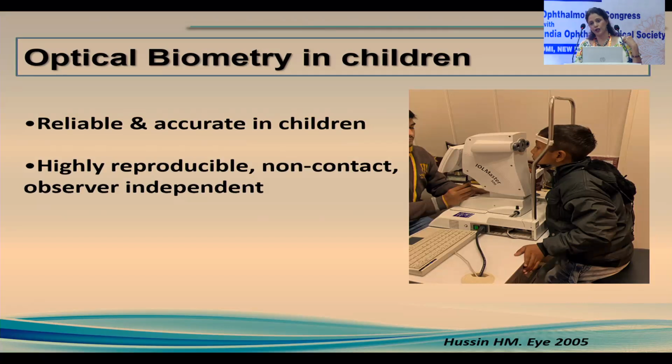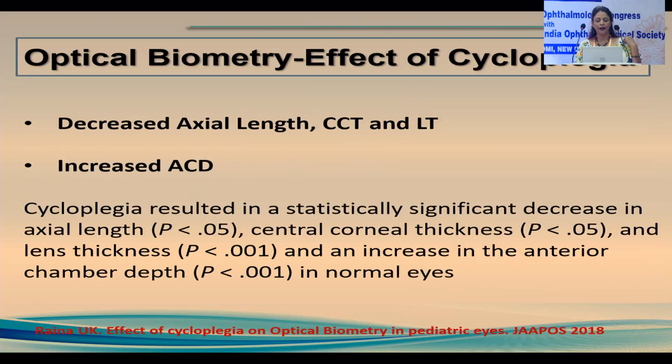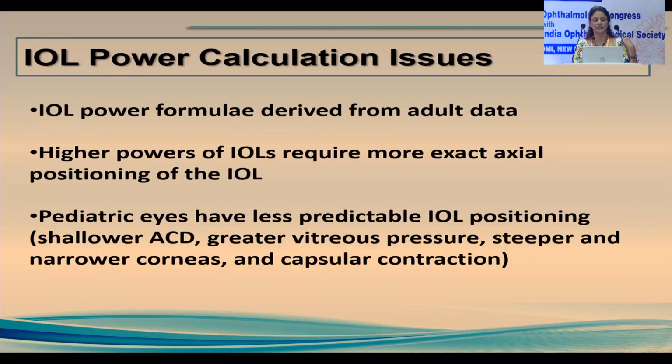Optical biometry, wherever you can do that. Obviously, this is more accurate. And the effect of cyclopegia also has to be considered. Don't dilate before doing your optical biometry, which again, Justine would cover up. So I'm not going into details of this because it causes changes in the things.